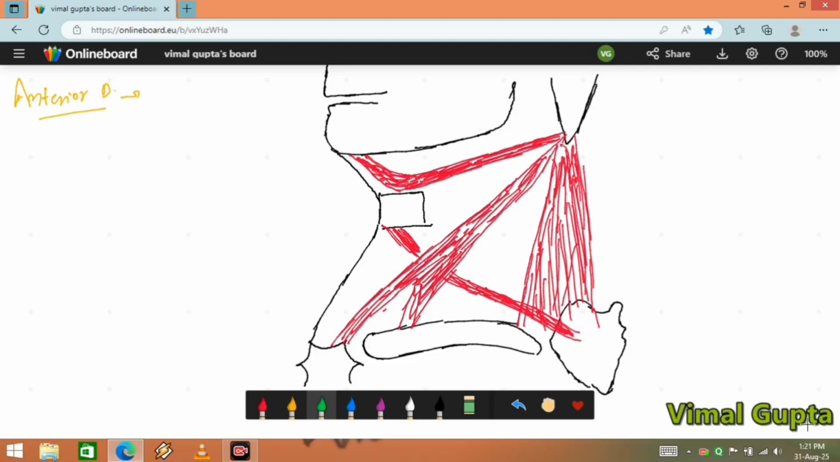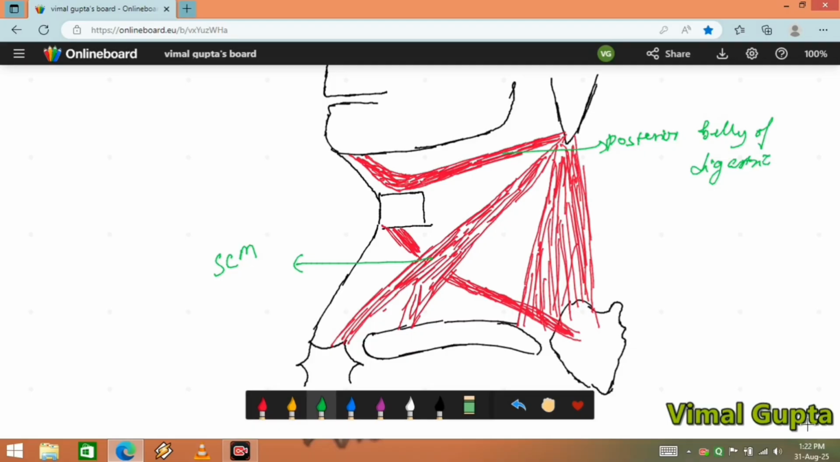So first of all, we will discuss the boundaries of the carotid triangle. As we all know, this muscle is called the sternocleidomastoid, and this muscle is called the posterior belly of digastric. Okay, and this small muscle is called the superior belly of omohyoid. तो इनके बीच में ये triangle, this triangle is called the carotid triangle. So the बेटा ये बाउंड्री है एंटीरो सुपीरियरली, ये बाउंड्री है एंटीरो इंफीरियरली, और ये पोस्टीरियर बाउंड्री.